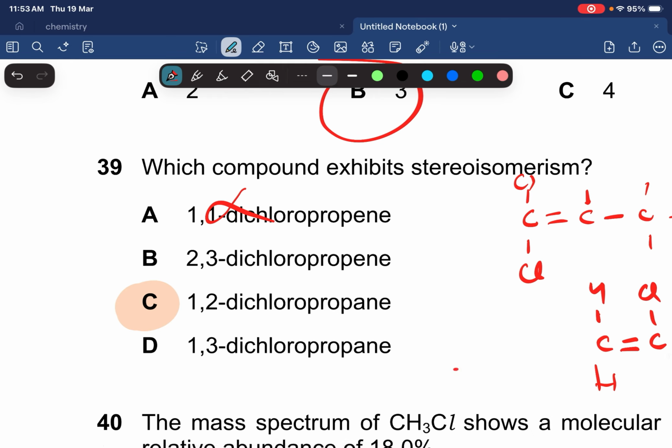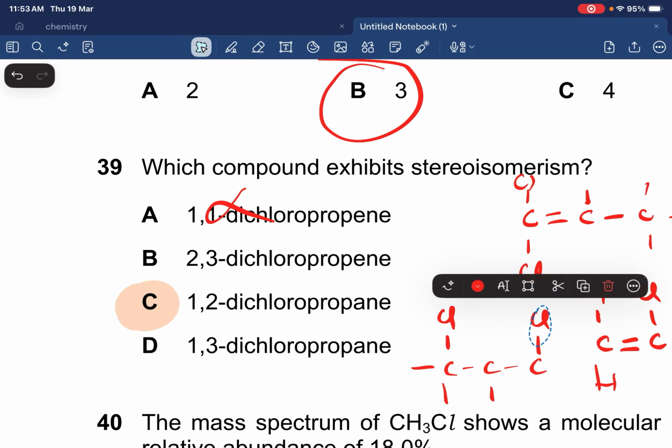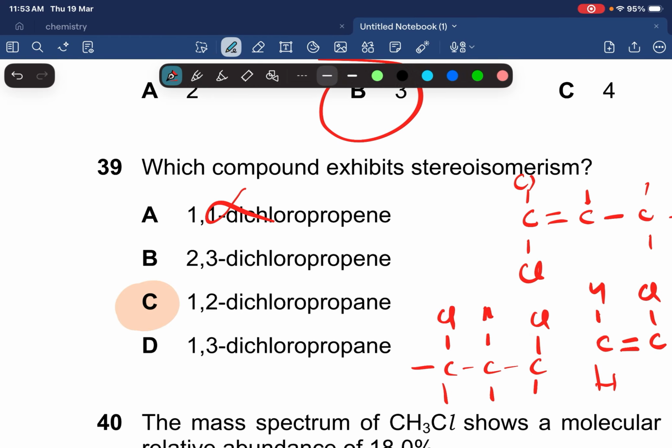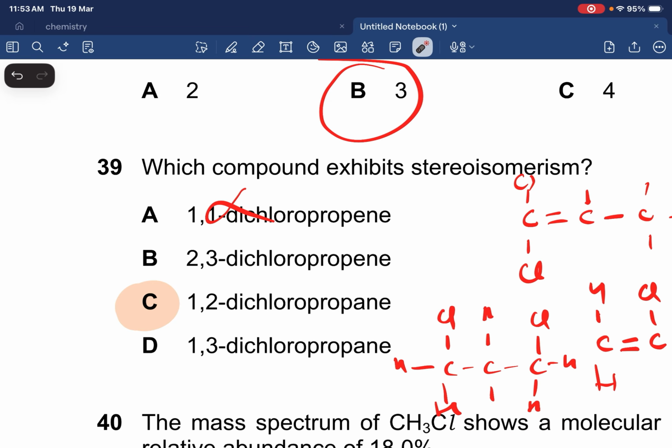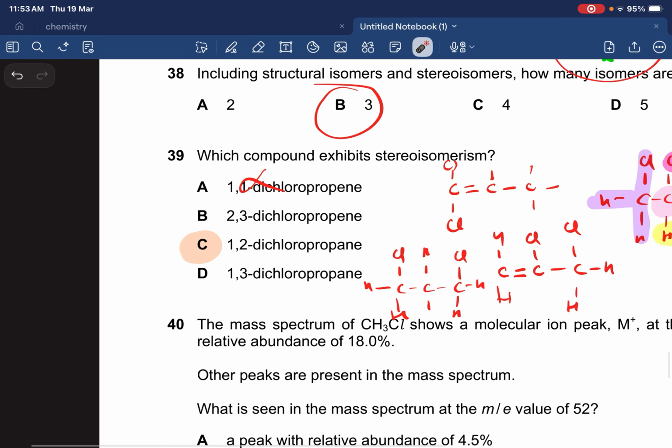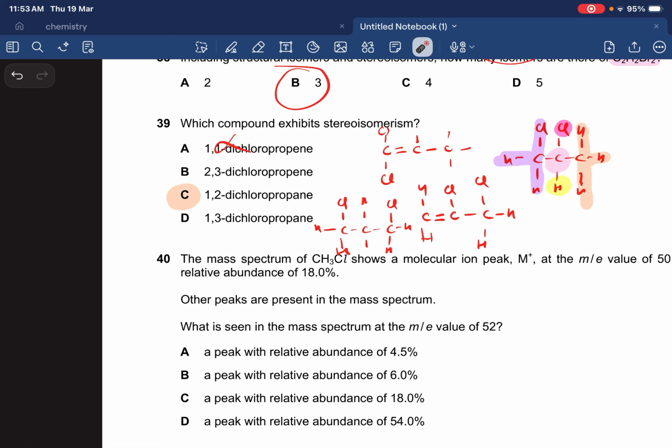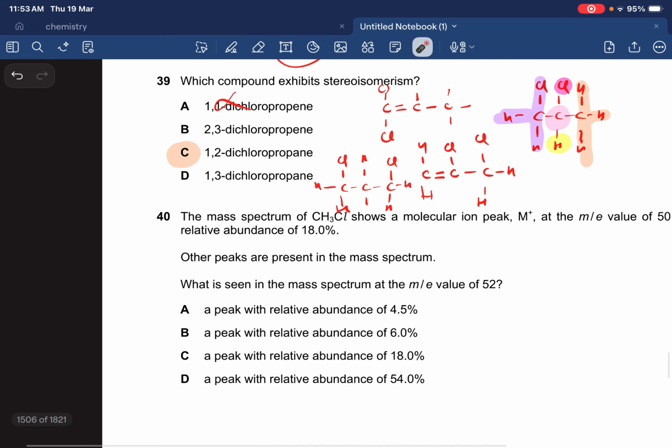1,3-dichloropropane. Propane means carbon, carbon, and carbon, and 1,3-dichloro means chlorine on the first and chlorine on the third. Well, again, no chiral carbon at all. See it for yourself. There's no chiral carbon anywhere in this structure. No double bonded carbon that has different groups, no chiral, so let's forget it.